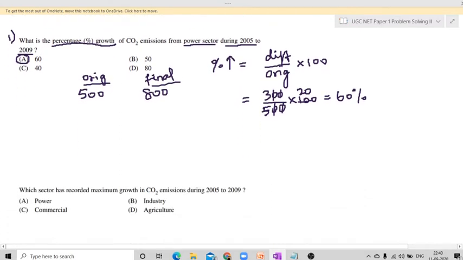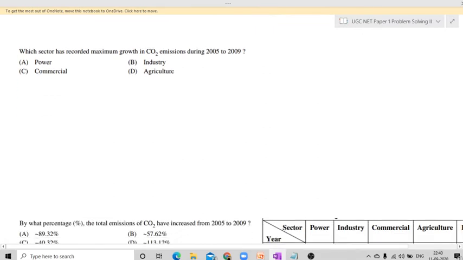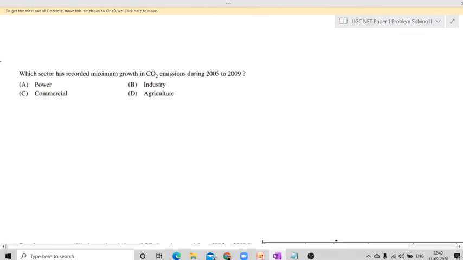Let's go to the second question, question number 2. Which sector has recorded the maximum growth in CO2 emissions during 2005 to 2009? Here again we need to find the maximum growth, and we are not worried about the value. Here they are asking us in which sector we are able to find the maximum growth in the CO2 emissions.